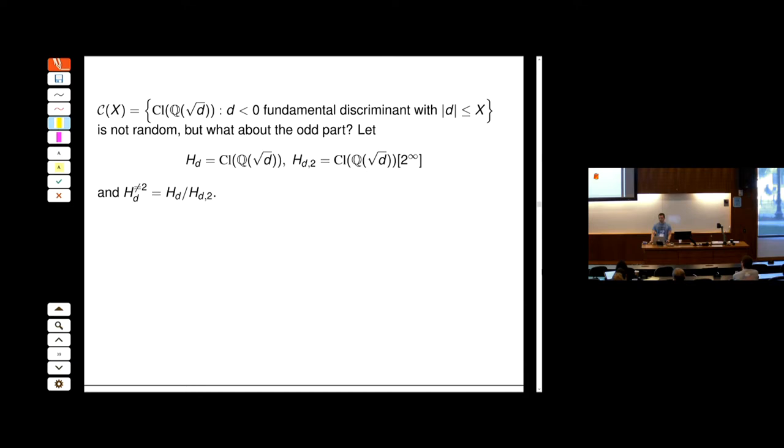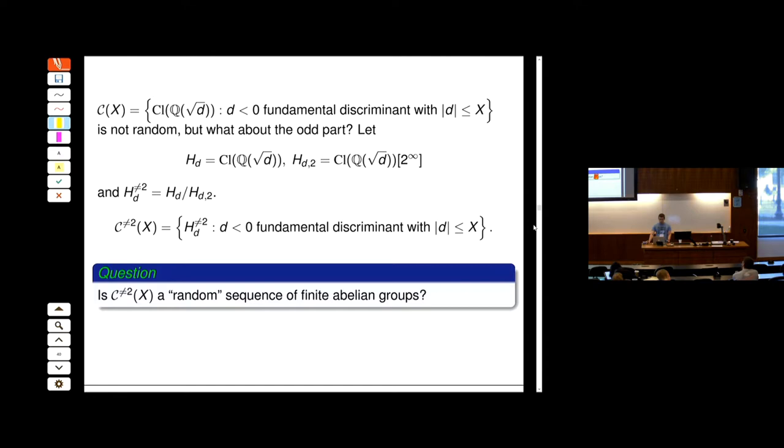Okay, so let's do that. Let's take the class groups, look at the two primary component of the class groups, and mod out that part, since we know the two torsion is constrained. I'm going to get rid of the whole two primary part and look at the ideal class group away from two, so the product of all the p primary parts that are not two. What happens with those groups?